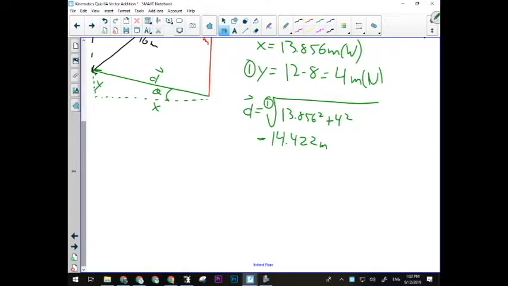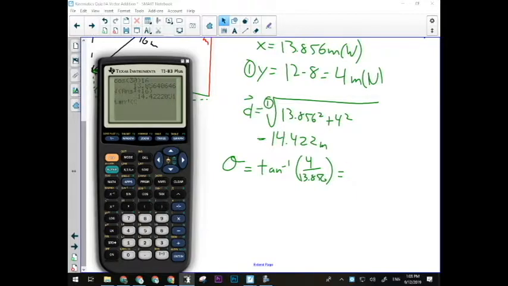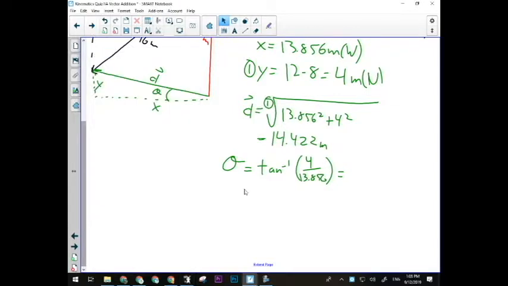Okay, and then we need to find theta. For me, that's going to be tan to the minus 1 of y over x. So that'll be tan to the minus 1 of 4 over 13.856. So we're getting 16 degrees here. 16.1 degrees. And for me, that's going to be north of west. All right, so they can have a mark for that calculation.